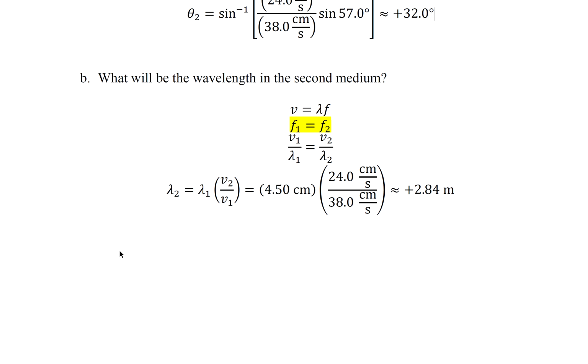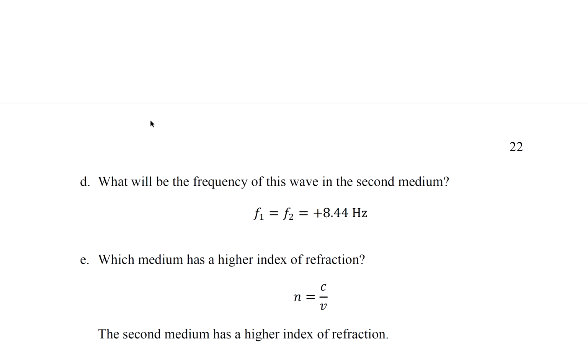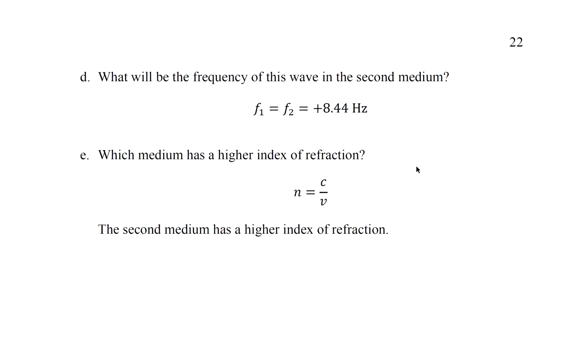Part B. What will be the wavelength of the second medium? So v equals lambda f, f1 equals f2. So just solve for f in this first equation. v1 over lambda 1 equals v2 over lambda 2. And solve for lambda 2. Part C, what will be the frequency of this wave in the first medium? So v equals lambda f, solve for f. Part D, what will be the frequency of this wave in the second medium? Well, they're both equal to each other. f1 equals f2. Memorize that property.